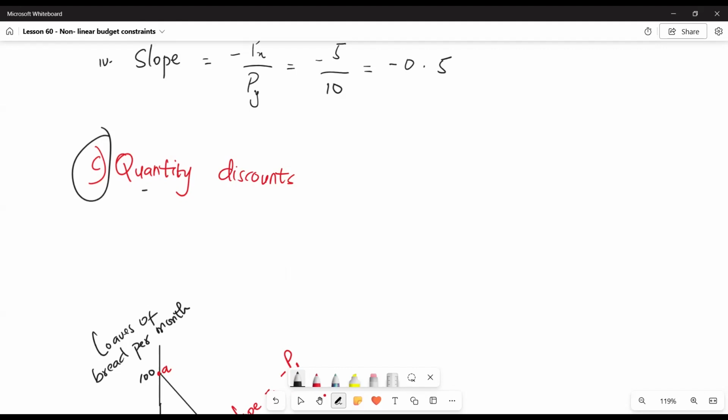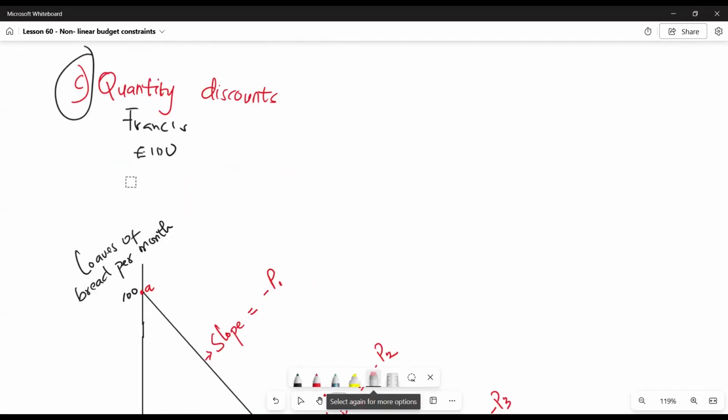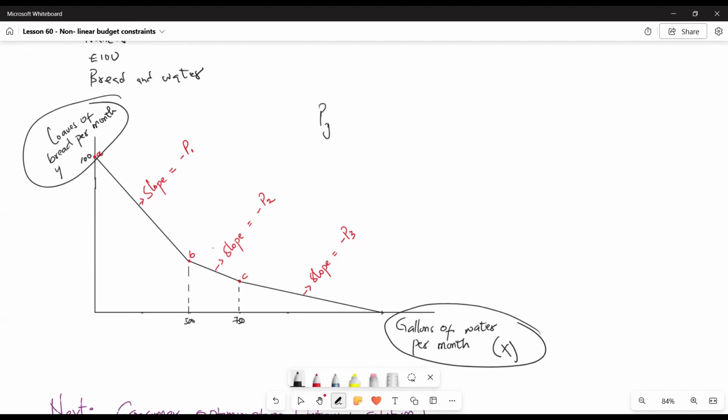Let's consider a new consumer called Francis, who has an income of 100 per week and consumes two goods, bread and water. Let's consider water as good X, represented on the X-axis, and bread as good Y, represented on the Y-axis. If we consider the price of bread, which is Y in this case, to be £1 per loaf, there's a twist with the price of good X.